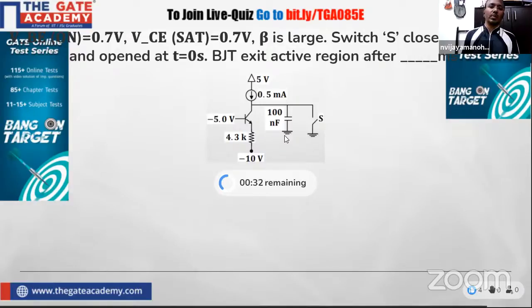So you should know what is the property for active region, what is the property for saturation, what is the property for cutoff, all these points very clearly. So this question covers multiple concepts in one shot. It's a very, very beautiful question.